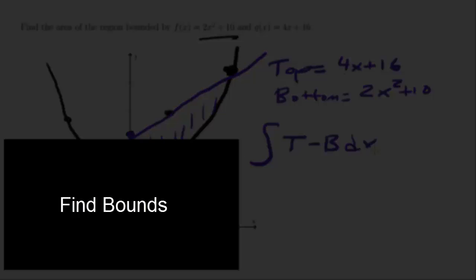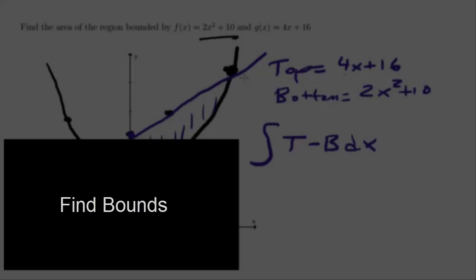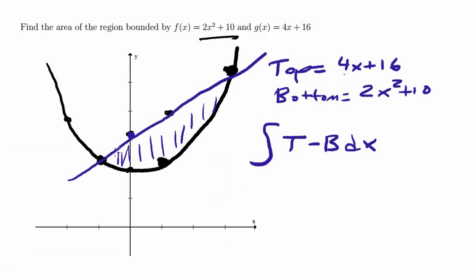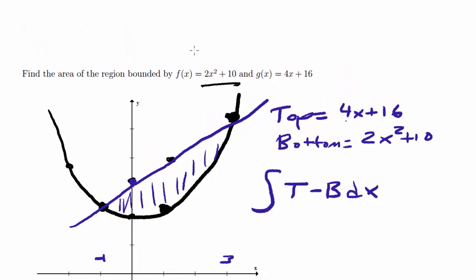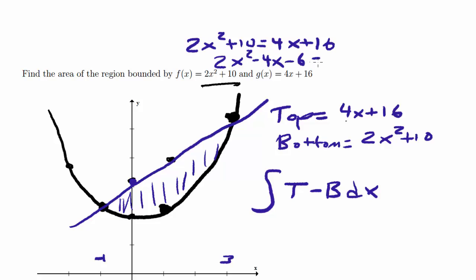We need to have bounds, which would be our next step. Sometimes the bounds are given to us and sometimes they're not. In this case, the bounds are not given. Because I've graphed it, I can tell that the bounds are negative 1 to 3. If you're not sure, or if you didn't graph it and needed to find the bounds, what you can do is set the two functions equal to each other, and then solve for x. Because this is quadratic, you would bring everything to the same side, set that equal to 0, and solve that, and you will get negative 1 and 3.